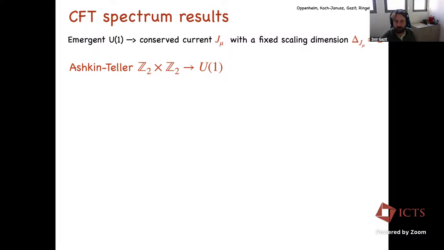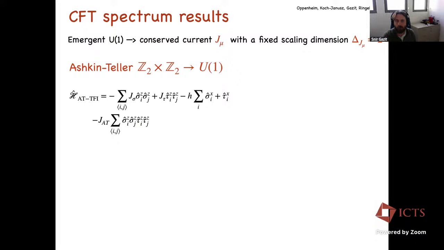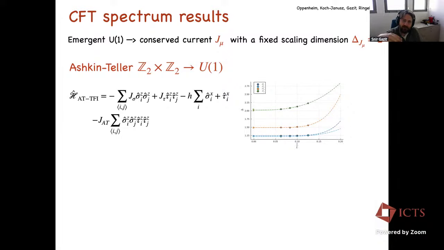As a benchmark, let's start with a well-known example where 2 Ising symmetries transform into a U1 symmetry. This is the Ashkin-Teller model, which is 2 copies of a transverse field Ising model coupled via a bond-bond interaction. Here's the CFT spectrum. The y-axis is the scaling dimension, and the x-axis is the finite size scaling. As we increase the system size, we converge to a fixed scaling dimension.